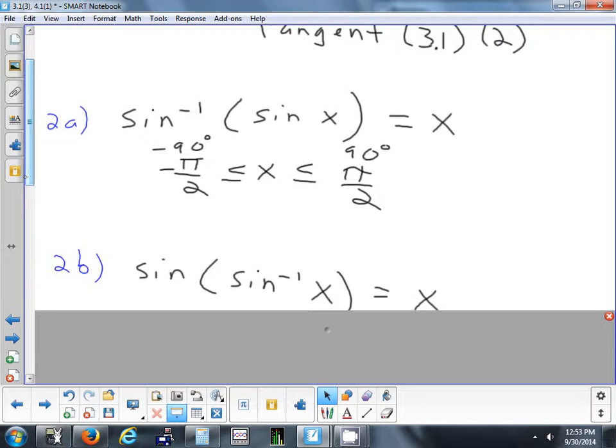Our last formula for sine is formula 2b. It looks similar to 2a, but there's an important difference. Anybody see the difference between formula 2a and 2b? Emma? The inverse and the regular sine switch. Yeah, in 2b, the inverse trig function went to the inside. In 2a, it was on the outside.